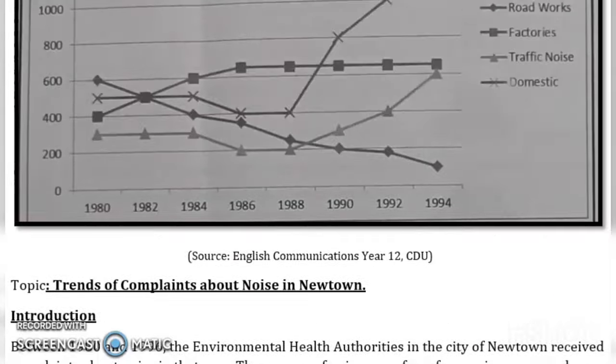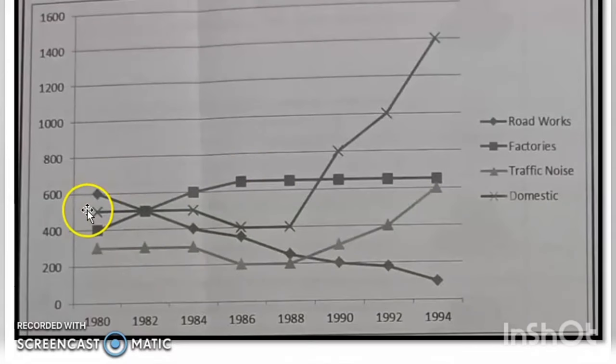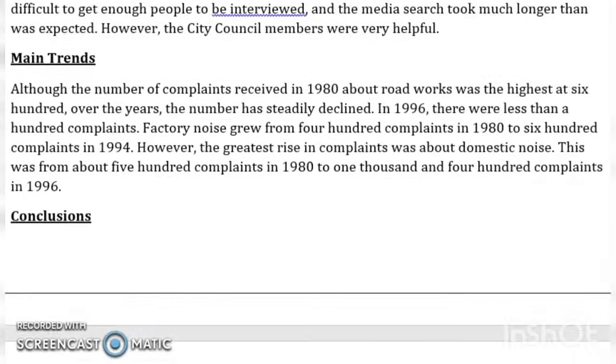So let's look at the number of complaints, which started from 500 and went down a bit to 400 in 1988, then there was a huge rise and then it increased up to 1,400 in 1994. That's how you read the graph, how you read the information that is given, and then you try to interpret it. So those are the main trends.